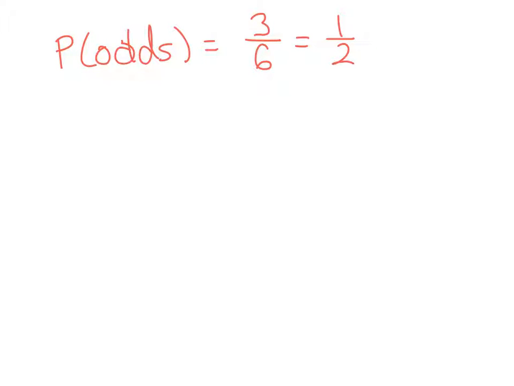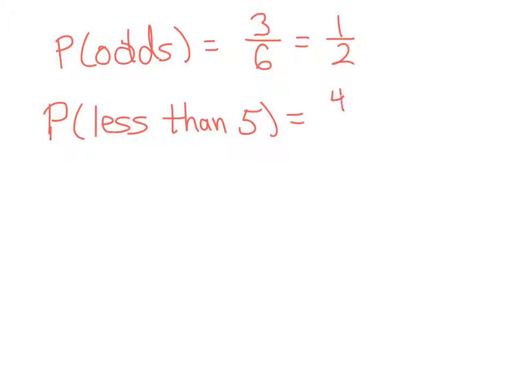If we said, what's the probability of rolling less than 5? Well, there are 4 possible ways we can get less than 5, out of a total of 6 possible outcomes. And we would simplify that to 2/3. So that's the way probability works. You look at the number of favorable outcomes compared to the number of total possible outcomes.